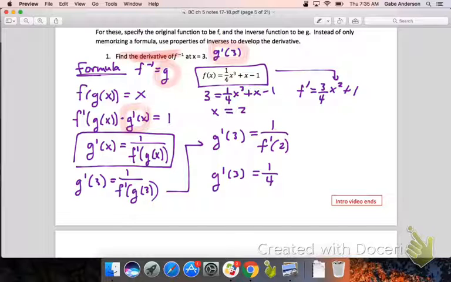Okay, so again, big takeaways. Make sure you have this formula memorized or used enough to the point where it's memorized. And then keep in mind the important property that with inverse functions, the inputs and the outputs get switched.